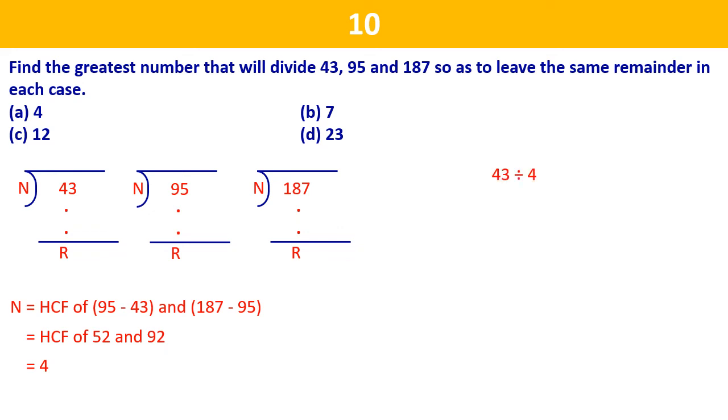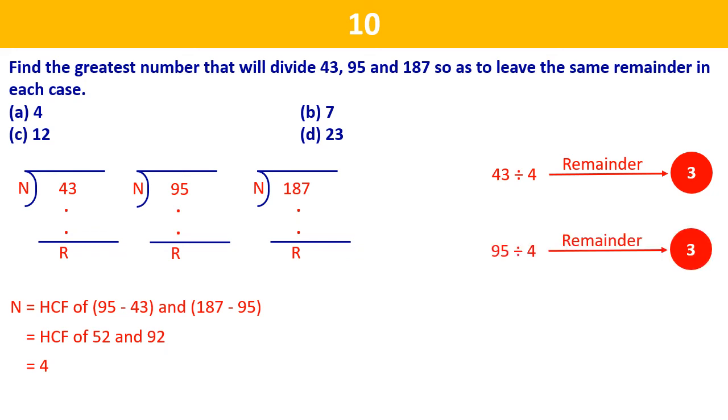Let us see. If I divide 43 with 4, obviously the remainder will be 3. If I divide the next number 95 with 4, again the remainder will be 3. If I divide 187 with 4, again the remainder will be 3. So 4 is that largest possible number which gives you same remainder through HCF model number 2. So option A is the correct answer.